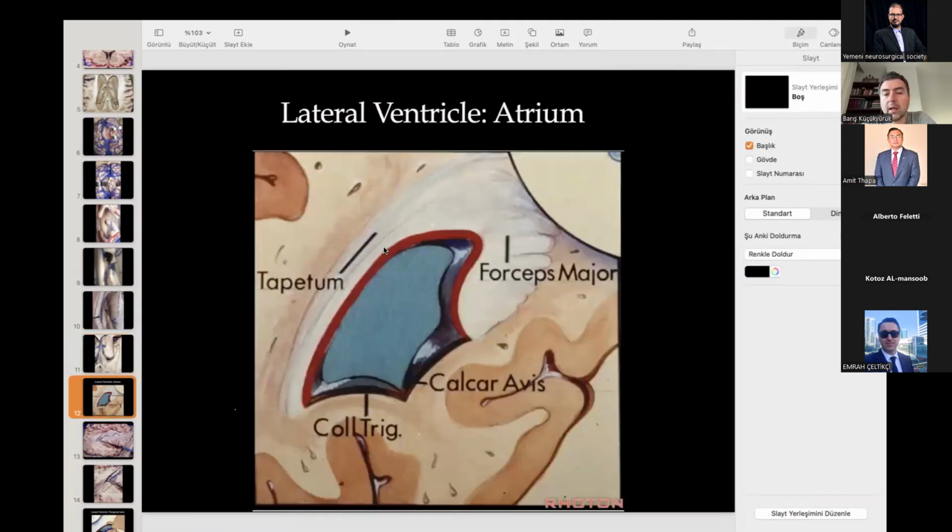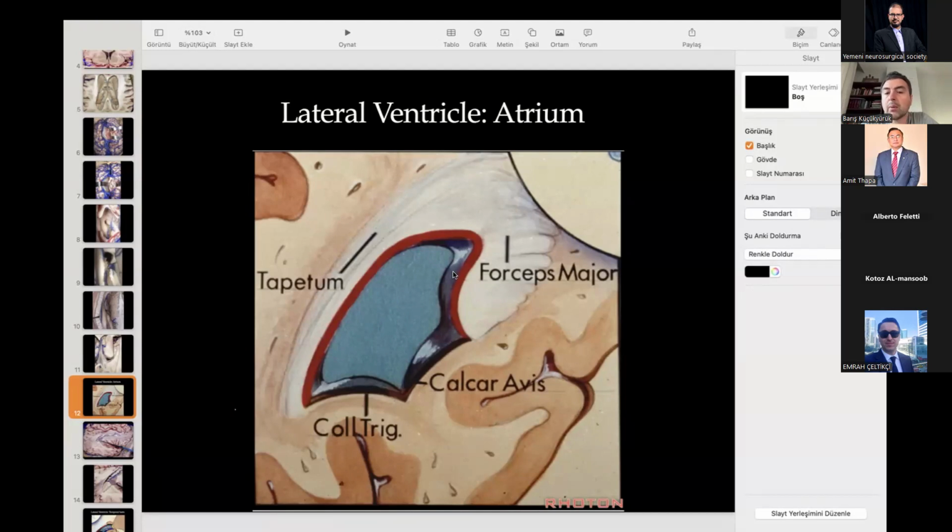So this is a coronal cut passing through the atrium. At the floor, there will be several prominences, one at the floor and two at the medial wall. The prominence at the floor is called the collateral trigone, which is the impression of the collateral sulcus into the ventricle, just like the calcar avis, which is the prominence of the calcarine sulcus into the atrium.